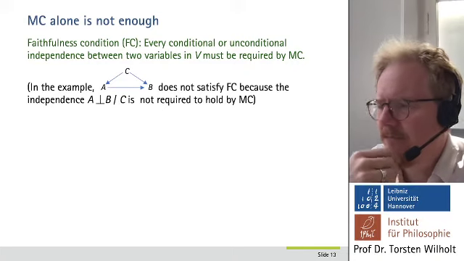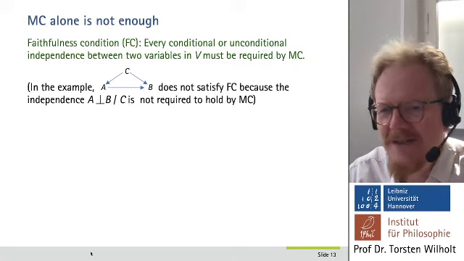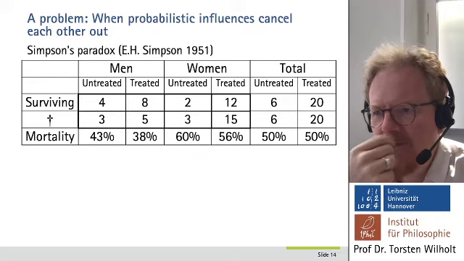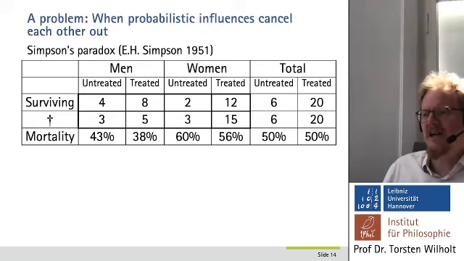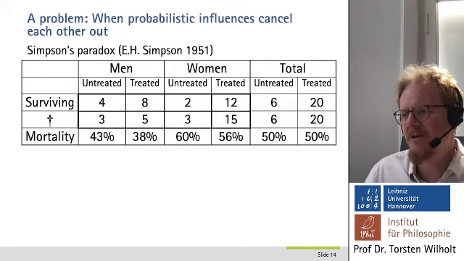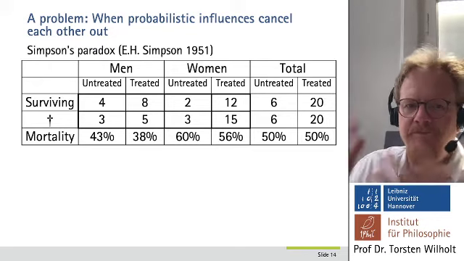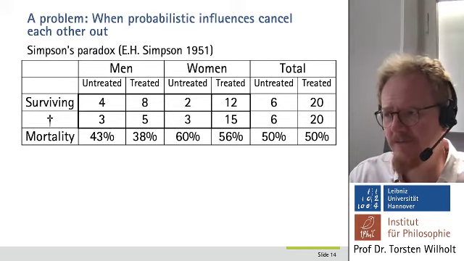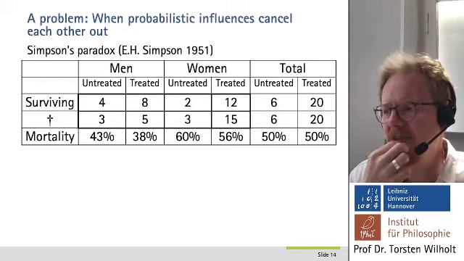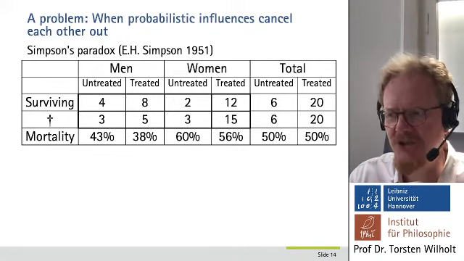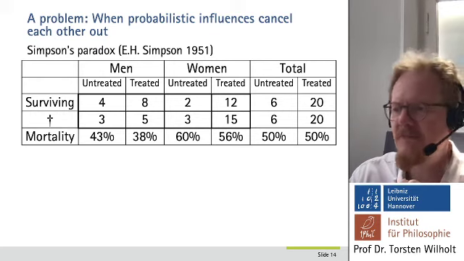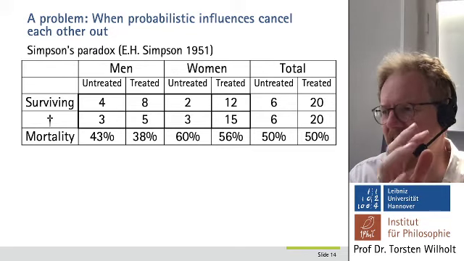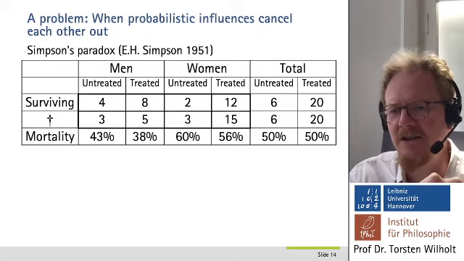But there are some problems, especially from the philosophical point of view, as there always are. One really interesting problem is the so-called Simpson's paradox, when probabilistic influences cancel each other out. Simpson's paradox can best be explained by means of an example. So suppose we have some medical condition, a very grave condition with high mortality, but there's a treatment, and the treatment is somewhat beneficial, but not terribly much.